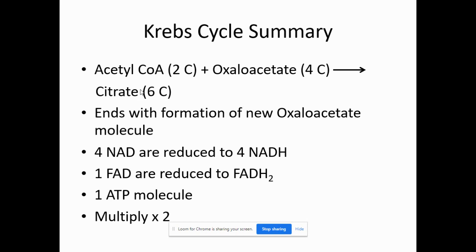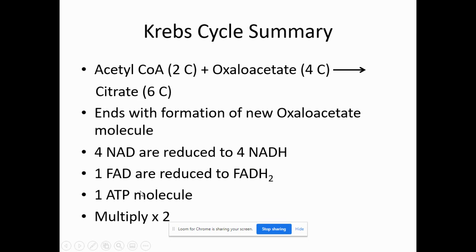All right, and the final step of the Krebs cycle ends with the formation of a new oxaloacetate molecule, allowing it to run again. Now, through each run, 4 NAD are reduced to produce 4 NADH molecules, and 1 FAD is reduced to an FADH2 molecule. These are your electron carriers.